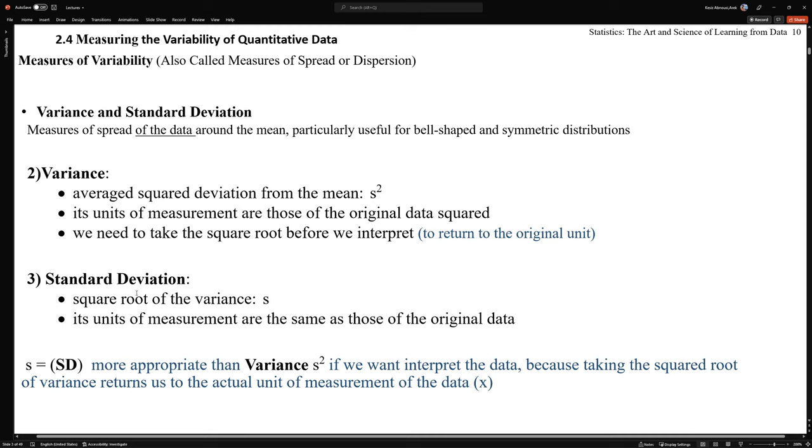And the standard deviation is actually what we explained. It's the square root of the variance, and its units of measurement return to the same as the original data. That's why the standard deviation, which has the symbol S or SD, is more appropriate than the variance if you want to interpret the data, because you take the square root of the variance, which returns us to the actual unit of measurement of the original data, right?